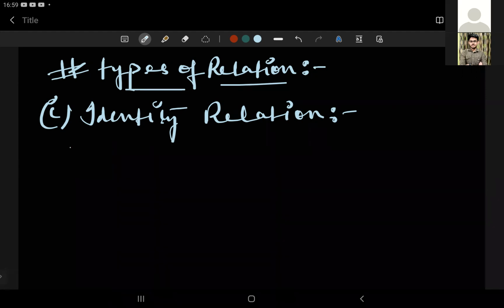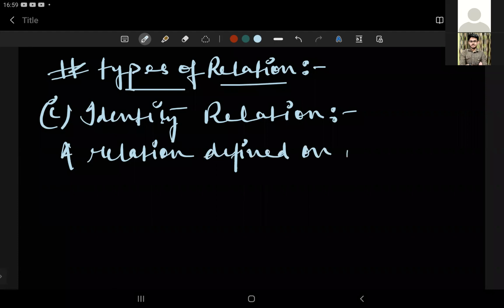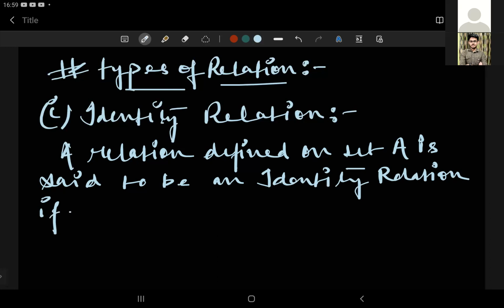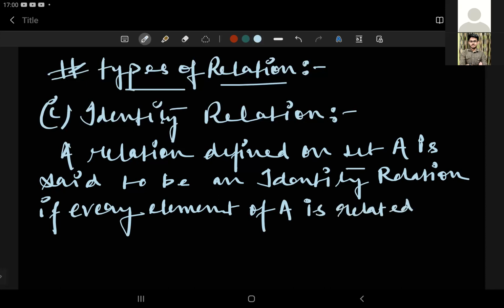So a relation defined on set A is said to be an identity relation if every element of A is related to itself and only to itself.